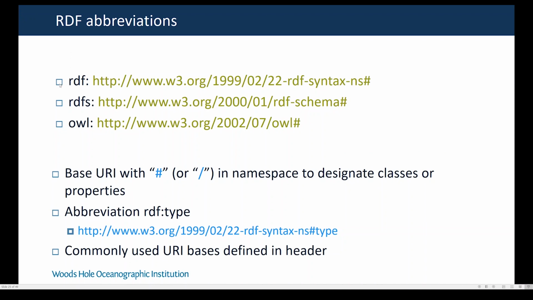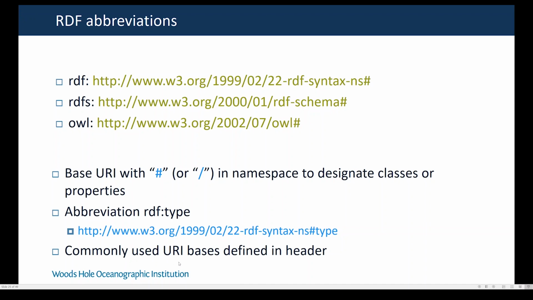So each one of these knowledge languages can be represented by an abbreviation. So RDF, this is the abbreviation for that simple knowledge language, and this is the base namespace used to define RDF. And similar for RDFS and OWL. You'll notice that we have here this base URI followed by a hash, or sometimes followed by a slash in the namespace. And after those hashes or slashes are the designated classes or properties. This is nice because it enables you to use abbreviations when referencing URIs. So this particular long URI for RDF can be shortened and abbreviated to simply rdf:type.